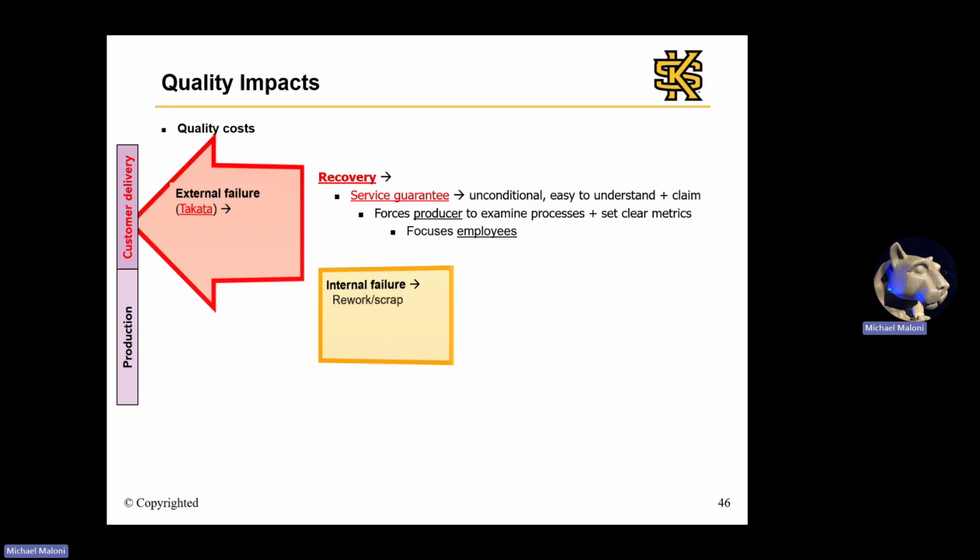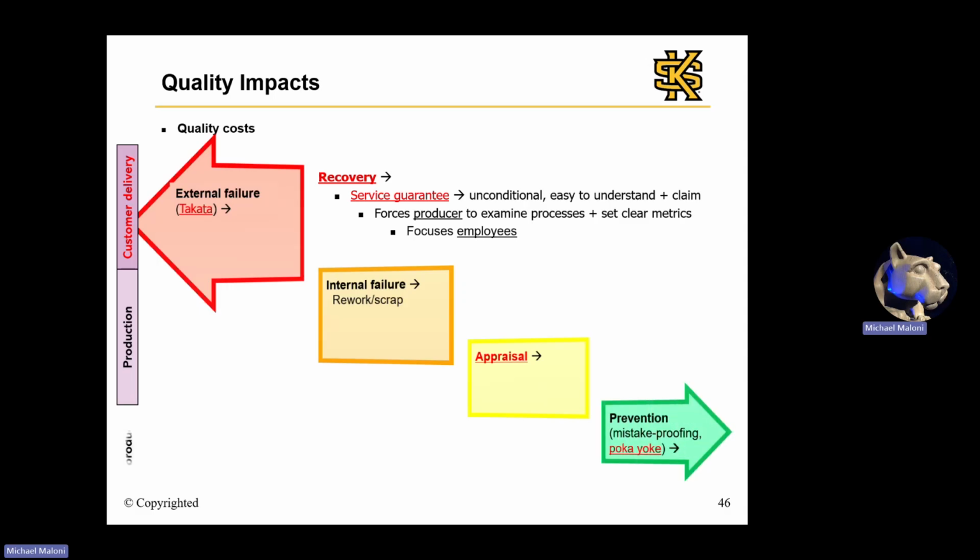Now, internal failures tend to be less costly and are generally easier to resolve. So these can be reworked, meaning fixed, or they can be scrapped, meaning thrown out. Next, appraisal includes costs associated with checking the quality of products and services, such as a human inspector or some sort of automated inspection. So, appraisal is just the cost of looking for defects, not necessarily fixing them. When a defect is found, it then becomes an internal failure.